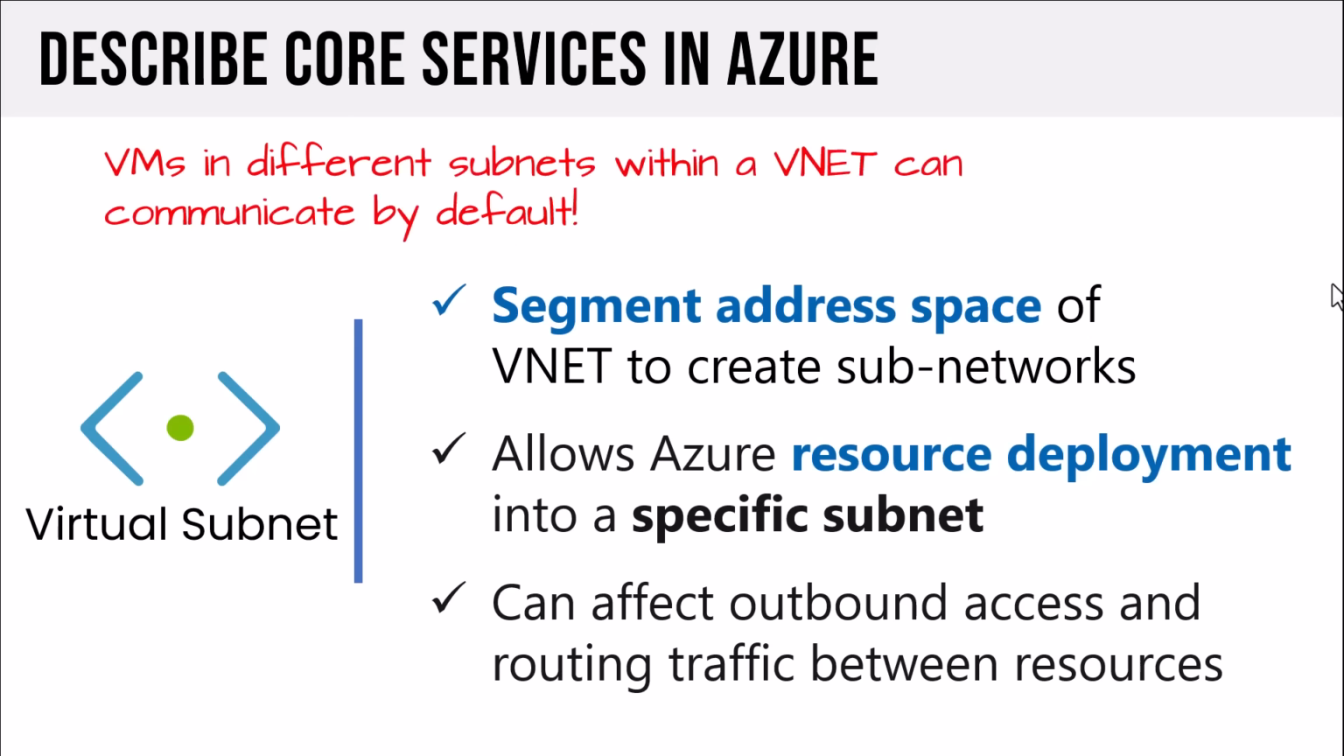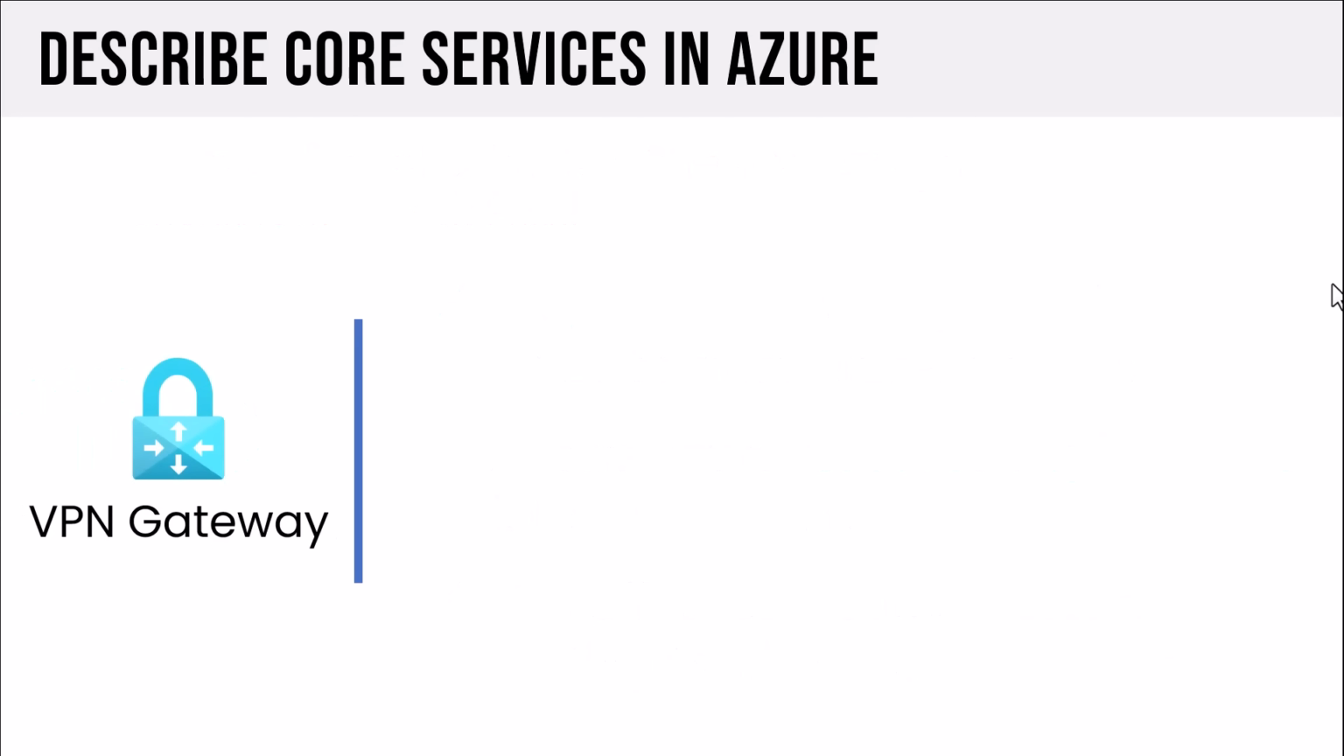Now, remember, VMs and different subnets within a virtual network can communicate by default. So again, I'll visualize these boundaries for you in just a moment. Now, moving on, we want to talk about the virtual network or VPN gateway.